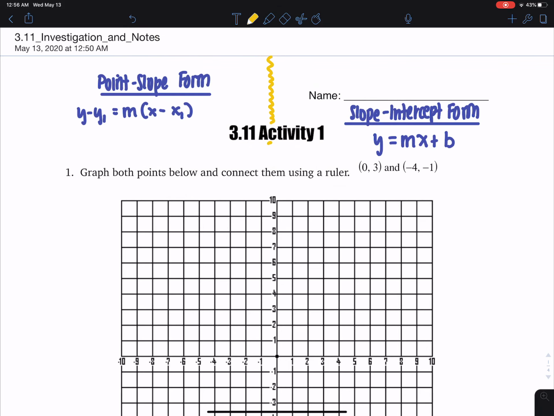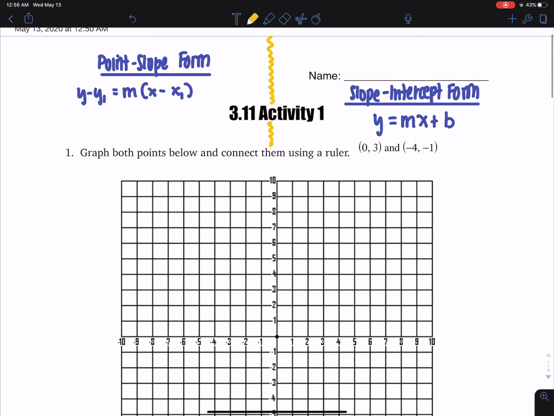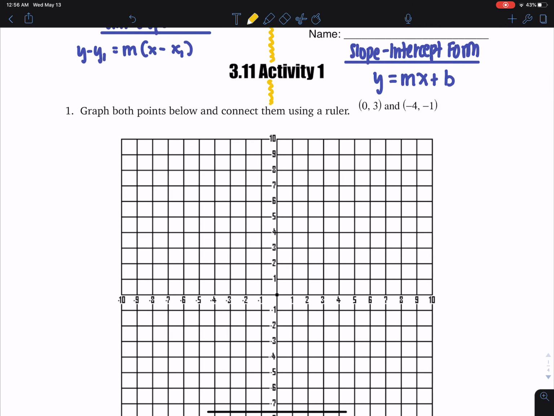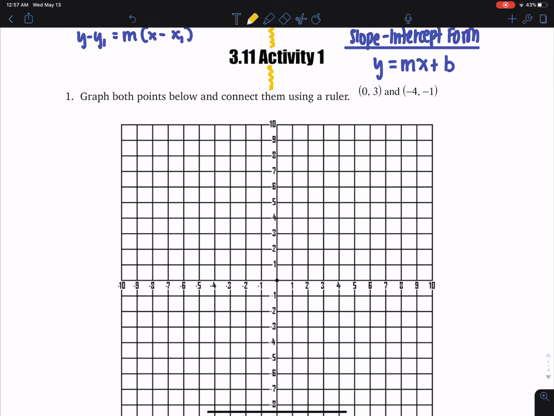Some people find point slope form easier, and some people find slope-intercept form easier. So use either method that you want to for this whenever it tells you to find the equation of the line algebraically. All right, so 3.11, activity 1. You're going to graph both of these 2 points and connect them using a ruler. Obviously, with your iPads, you probably can't use a ruler, but you can hold the line and then just make sure that it's straight.